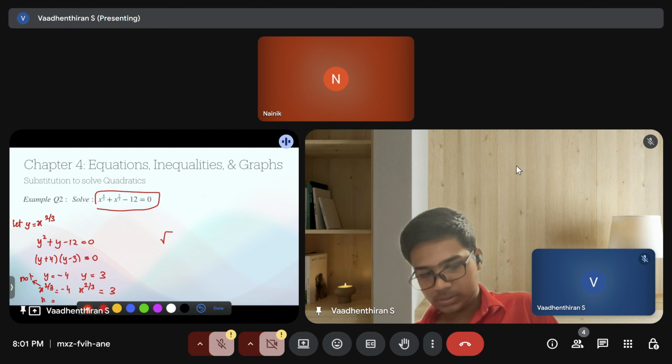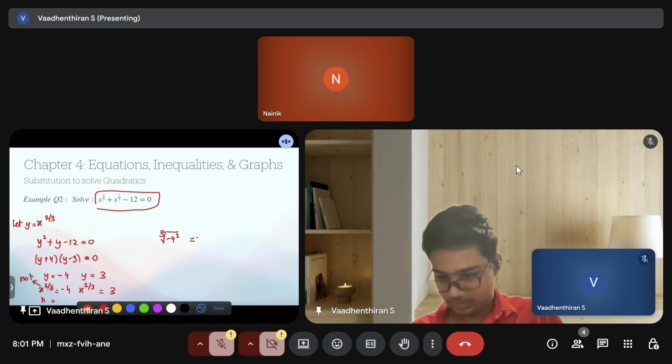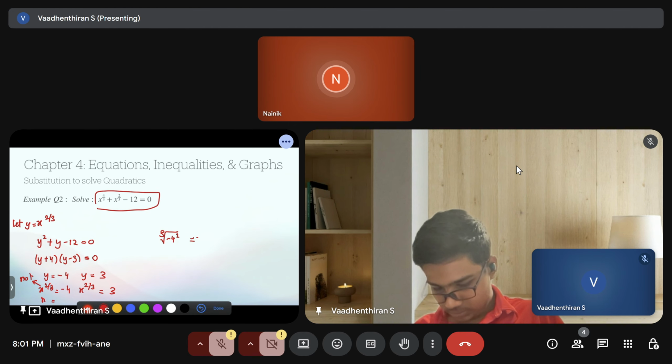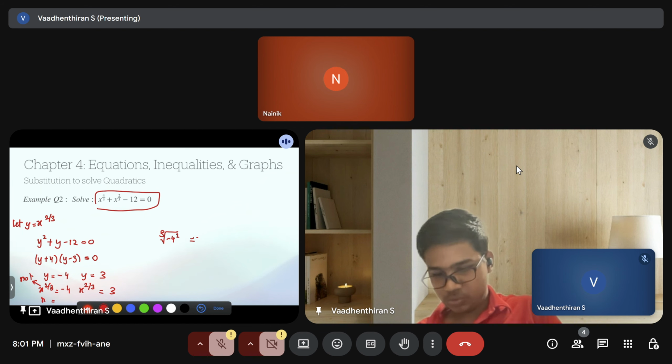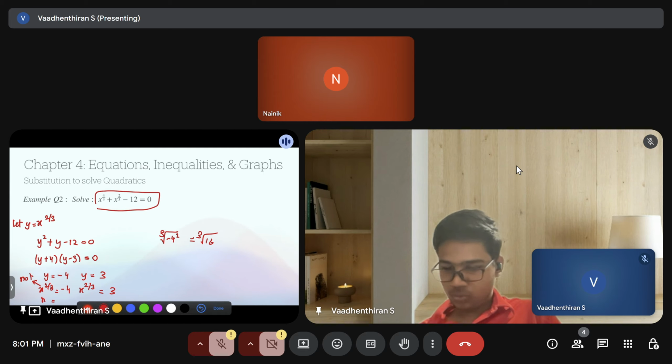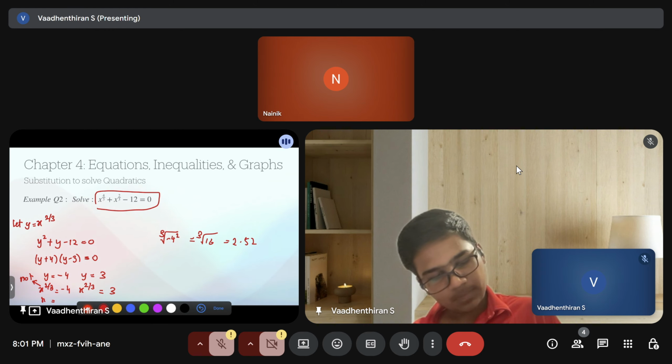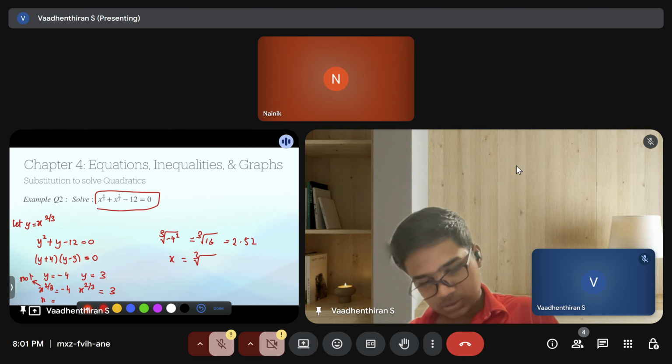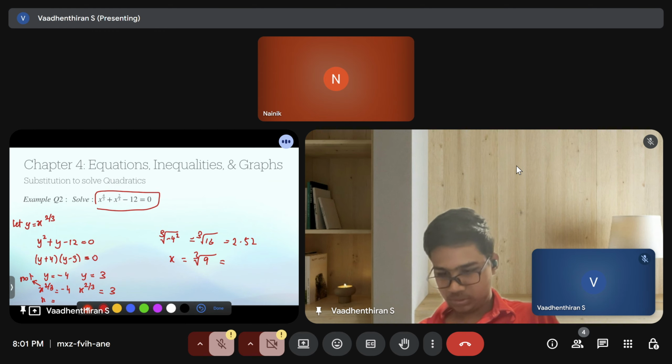Okay, wait. So if you cube root and -4 squared, I think I made a mistake. Yeah, that's what I'm saying. It should be the cube root of 16, which is about 2.52. And then this one would be x is equal to the cube root of 3 squared, which is 9, which is about 2.08.